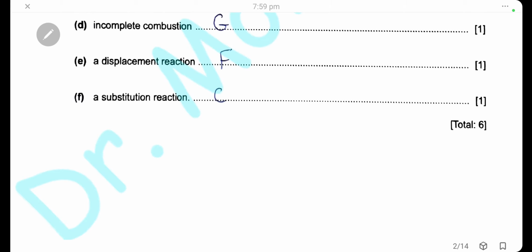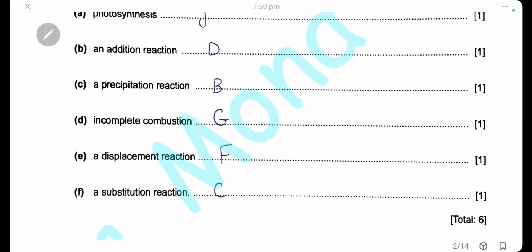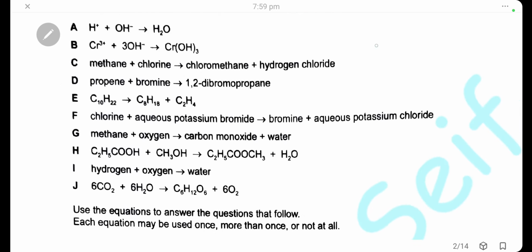The last one, substitution reaction, is a reaction of an alkane with a halogen in the presence of ultraviolet light. Here we have equation C, where methane reacts with chlorine to form chloromethane and hydrogen chloride. This reaction is a photochemical reaction, which means it needs ultraviolet light to happen. It's a substitution reaction where one or more hydrogens of the methane is substituted with chlorine in the presence of ultraviolet light.